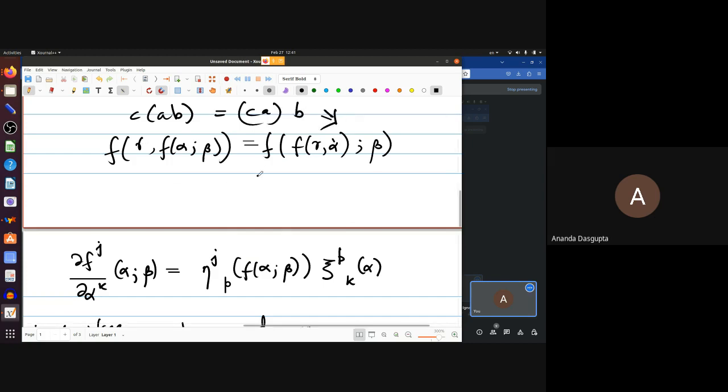This will lead to this. Okay, so that's because of the group product. Yeah, the group product being associative leads to this. And from that property, we ended up with this equation.